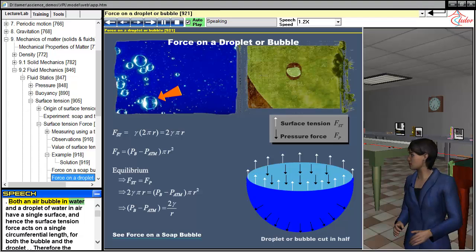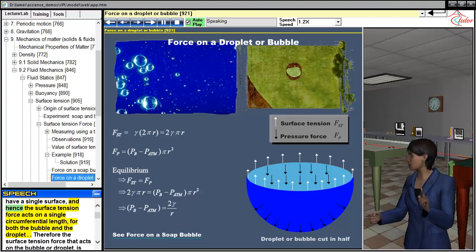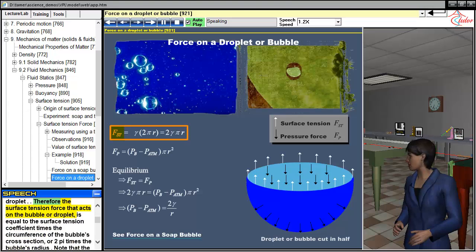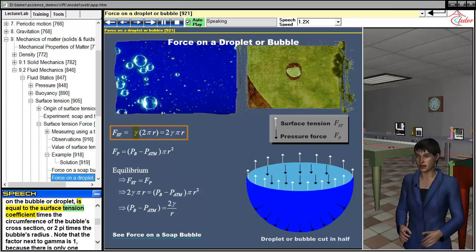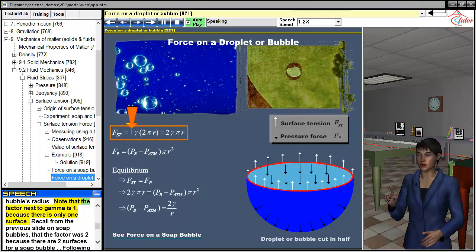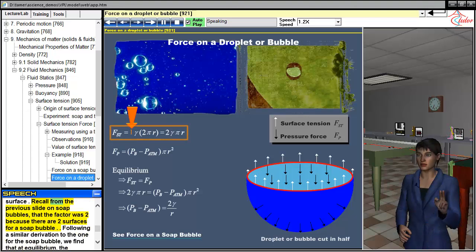Both an air bubble in water and a droplet of water in air have a single surface, and hence the surface tension force acts on a single circumferential length for both the bubble and the droplet. Therefore the surface tension force that acts on the bubble or droplet is equal to the surface tension coefficient times the circumference of the bubble's cross-section, or 2 pi times the bubble's radius. Note that the factor next to gamma is 1, because there is only one surface. Recall from the previous slide on soap bubbles, that the factor was 2 because there are 2 surfaces for a soap bubble.